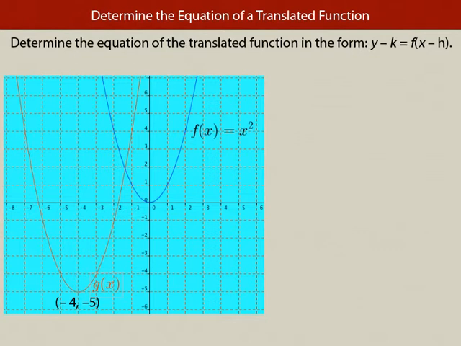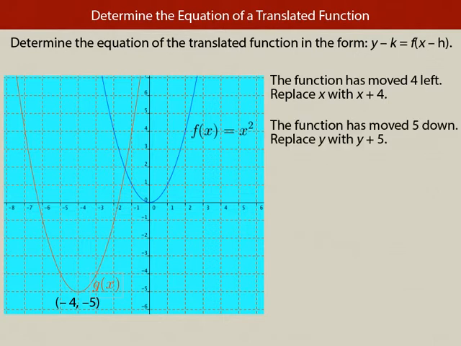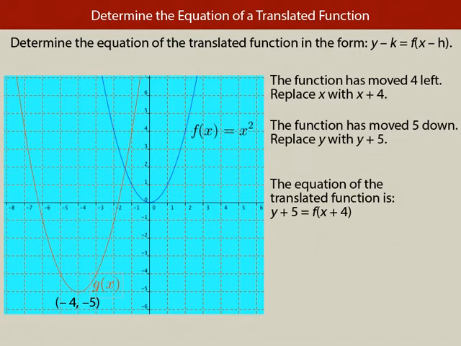Now pause the slide for a second and see if you can figure out the equation of the new function g of x. Now the function g of x has moved 4 left, so replace x with x plus 4. It's also moved 5 down, so we replace y with y plus 5. So the equation of the translated function is y plus 5 equals f of (x plus 4). In terms of the function x squared, we could write y equals (x plus 4) squared minus 5. Notice I've moved the 5 over to the right side.